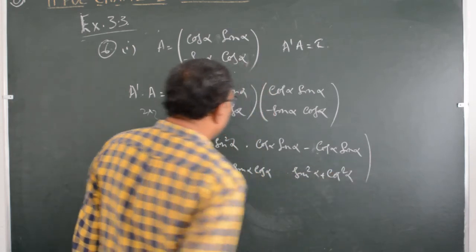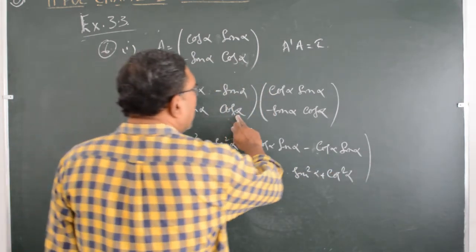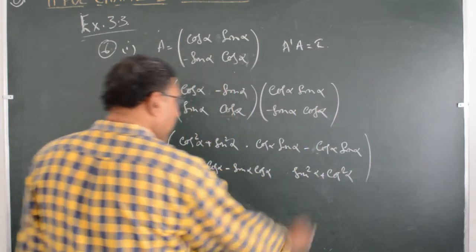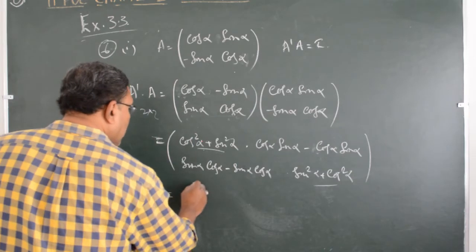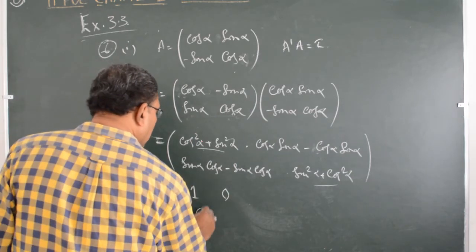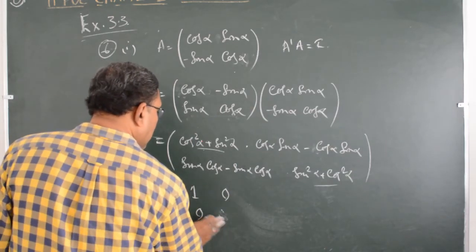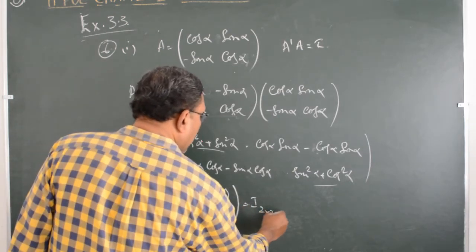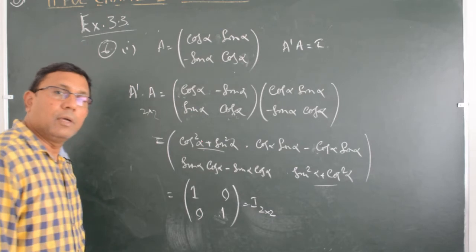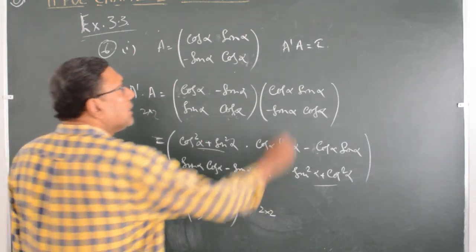When you multiply second row into second column, sin squared plus cos squared, we know that this is a trigonometric identity which is 1, and this is 0, and this is 0, this is 1. So it's an identity matrix of order 2 by 2. This is the RHS. We have proved this.